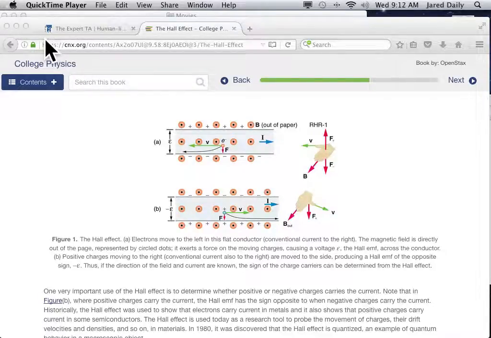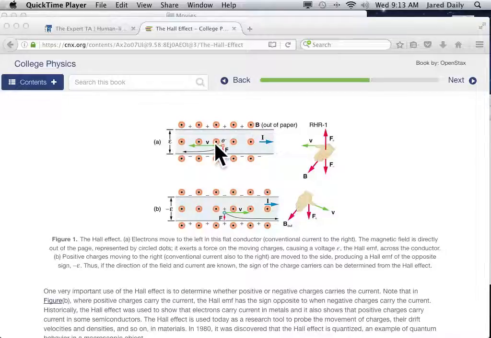Okay, so the Hall effect. If you have this wire, so here's our wire, and it's got this current going to the right, which means an electron, which is this little dot right here in the middle, would be moving to the left. And we have a magnetic field going on here. You're going to get a Hall effect. The Hall effect being the force on the charges that are moving through the wire because it's a current.